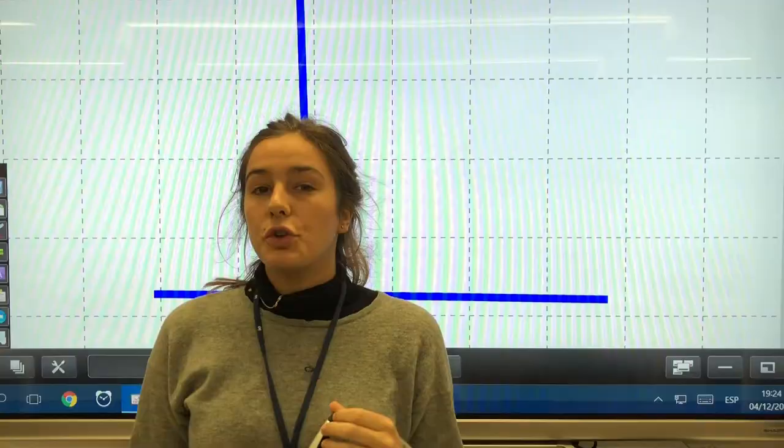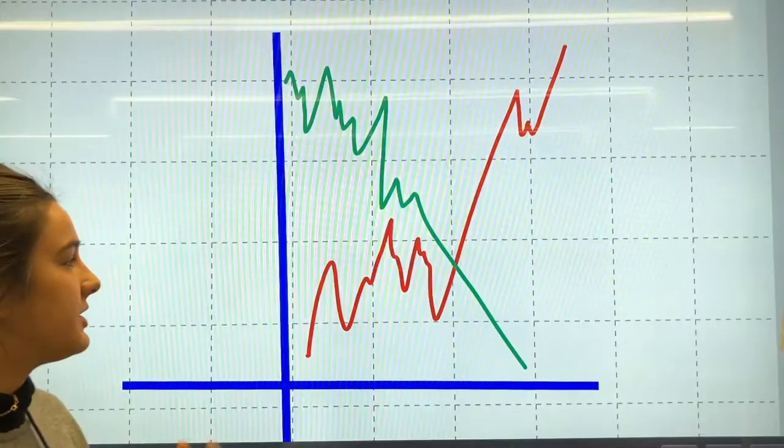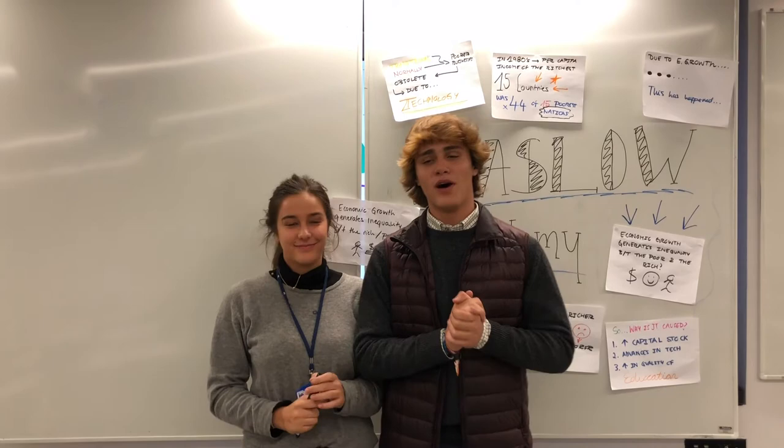To wrap up, me and my colleague Guillermo would like to say that people working in top-paying jobs experience an increase in their salaries, while low-paid workers experience a decrease in their salaries, as shown in the model we have here. Well, that's all for today.